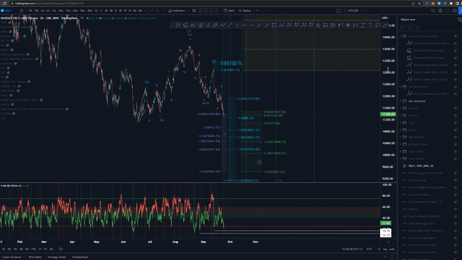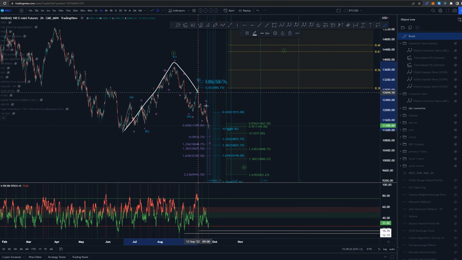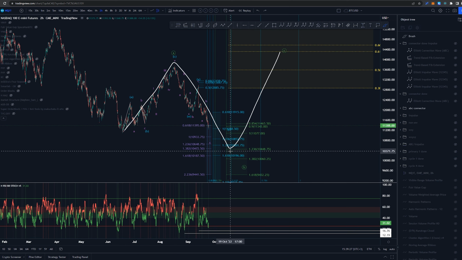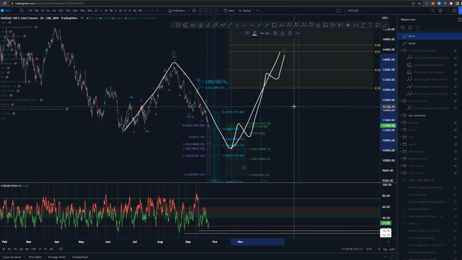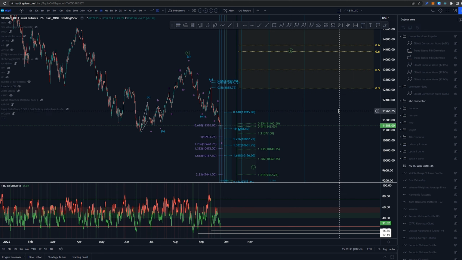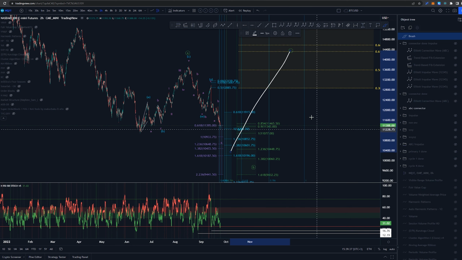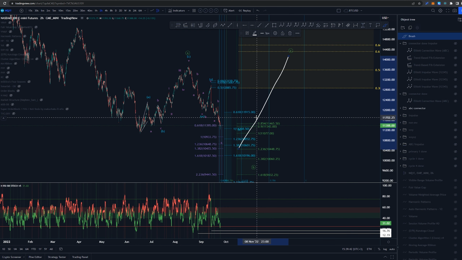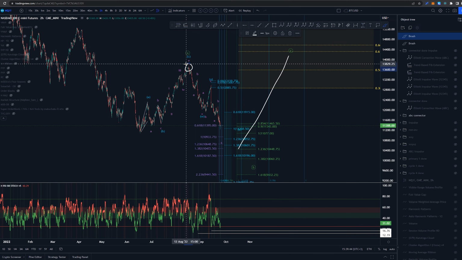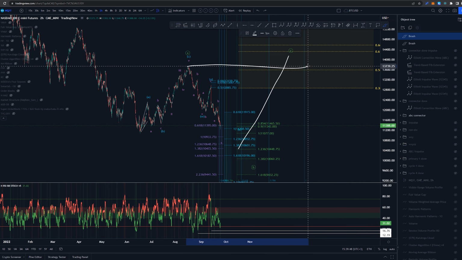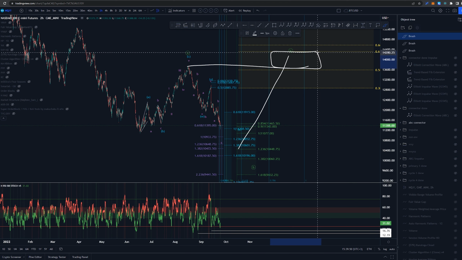But yeah, that was the ABC connector that I was talking about, something like this. And the expected value here for the C wave was going to be a 5-way structure, impulsive, and most likely making all the bulls go mental here and say, okay, the bear run is over, and they can just keep buying here, especially if we are going to be taking out this previous high of 13.7K. This is going to be the trap here, this area for sure.